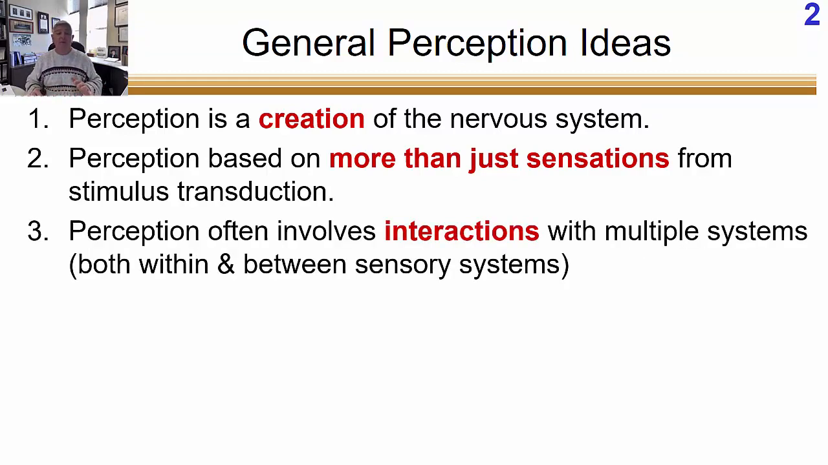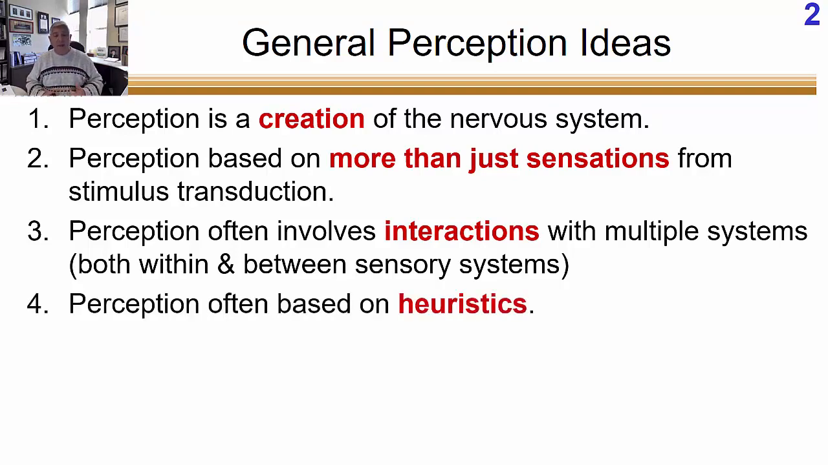Perception involves interaction between different systems, both within that sensory system and with other sensory systems. We haven't even talked about the other sensory systems yet. We've just been focused on vision. But within vision, we can talk about the dorsal stream and the ventral stream and how they interact with one another. And we'll talk about that today some more. And then finally, perceptions are based on heuristics often. So we're using these commonly found principles to organize and speed up our perceptual ability.